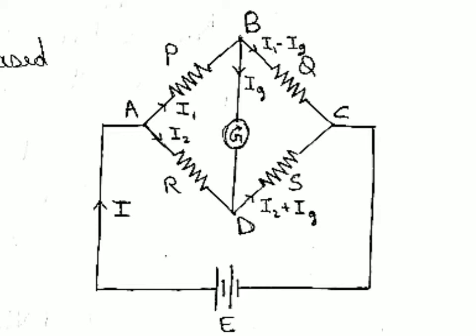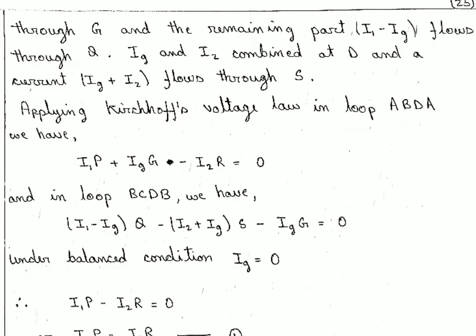So the current entering at junction D will be I2 and Ig. And according to Kirchhoff's current law, the current leaving, that is the current flowing through S, should be equal to the sum of the current entering, that is I2 plus Ig. So the current flowing through the resistance S is equal to I2 plus Ig. And these currents I1 minus Ig and I2 plus Ig will meet at point C, and the current flowing away from the point C is equal to I.